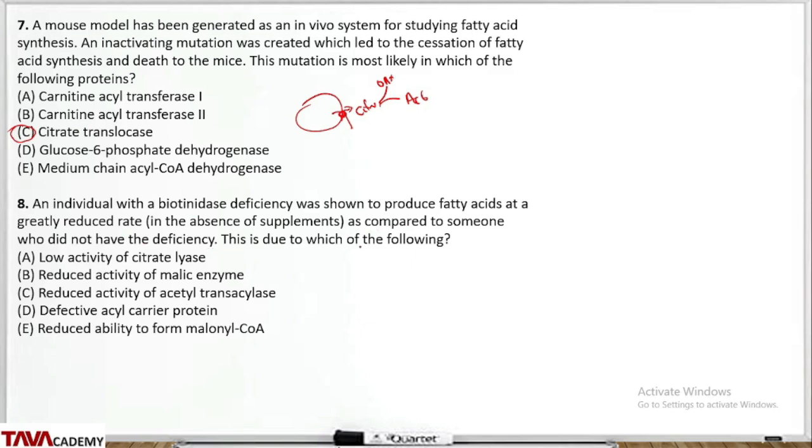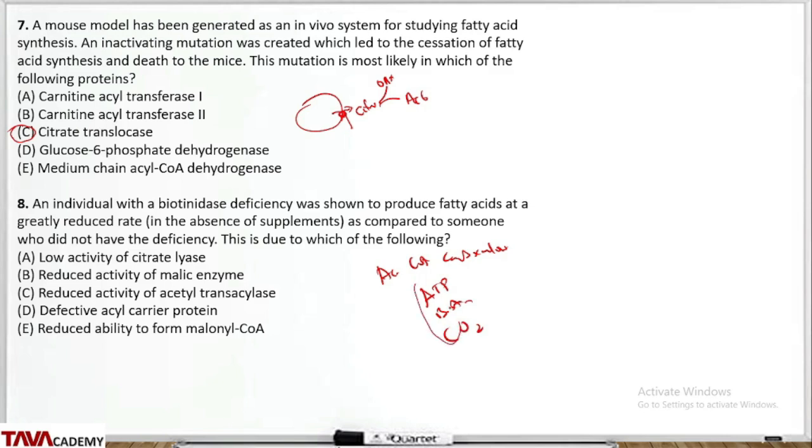This is due to which of the following? There's reduced ability to form malonyl-CoA because this enzyme, biotin is needed by this enzyme acetyl-CoA carboxylase. Acetyl-CoA carboxylase needs ATP, needs biotin, and needs CO2.